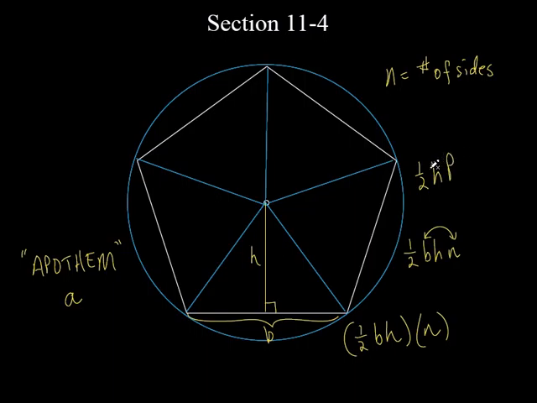Now remember, we call this the height of the triangle. But when I talk about the whole entire pentagon or the whole entire regular polygon, I'm not going to call it height. What did I say I was going to call it?